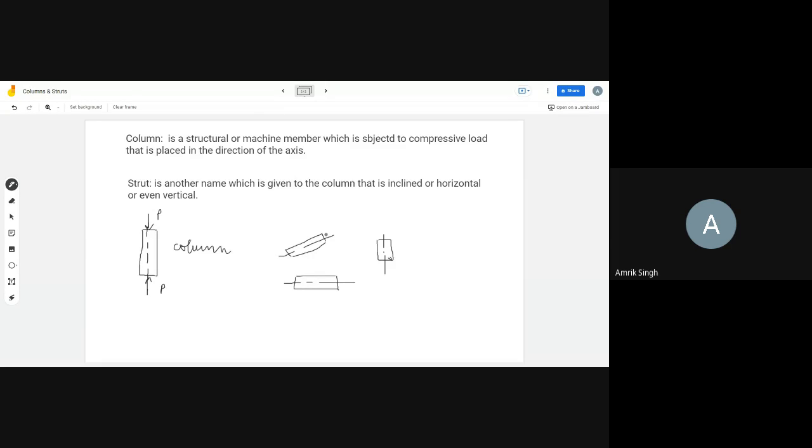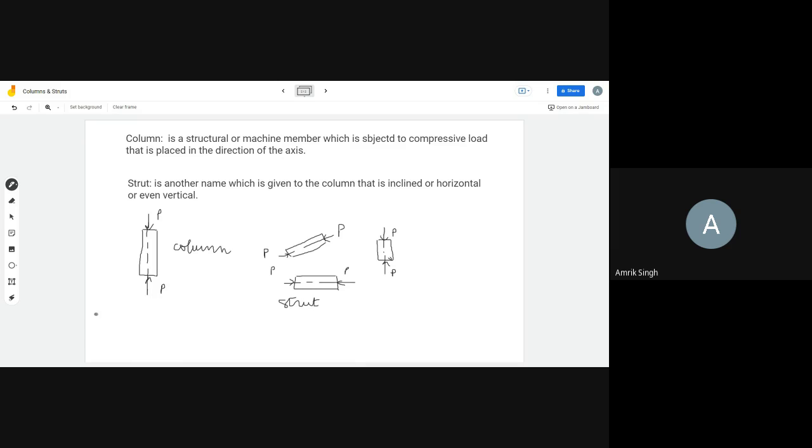Axis. So our load is in this direction. Load is in this direction. So this is short. The length is short here. So this is a column and this is a strut.